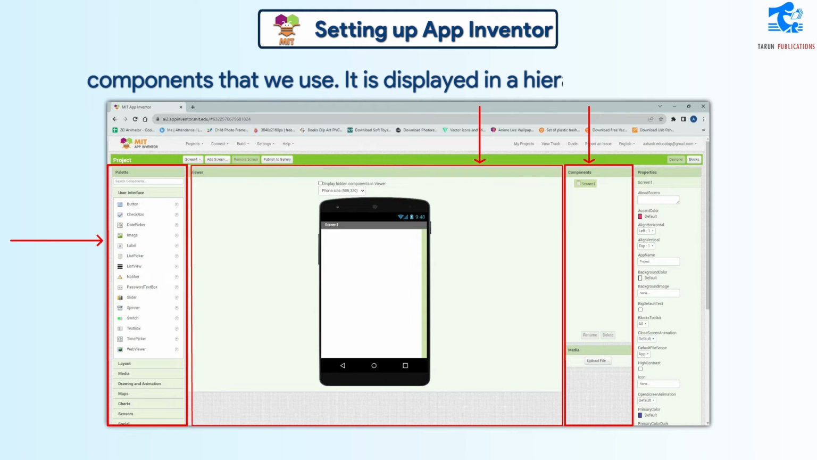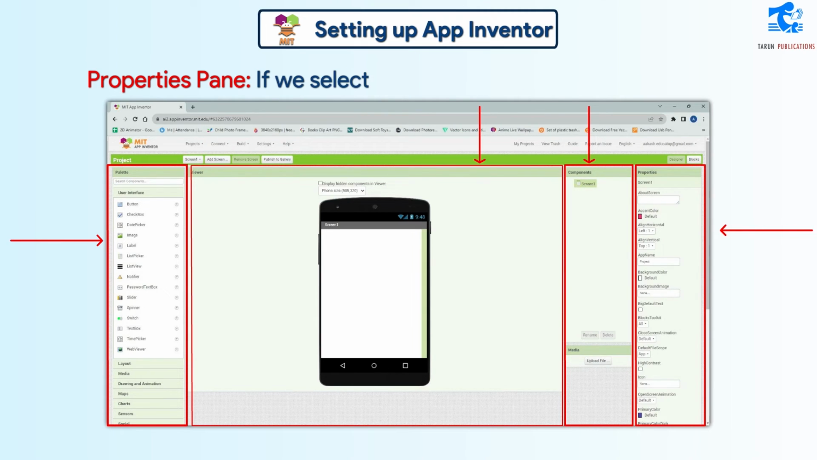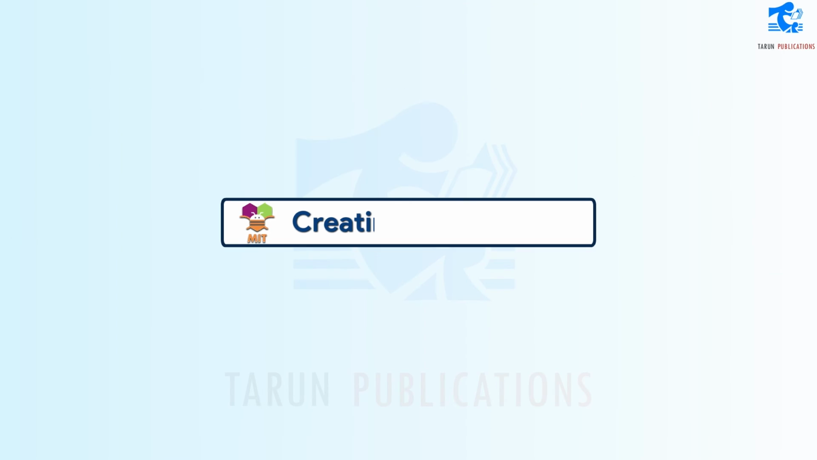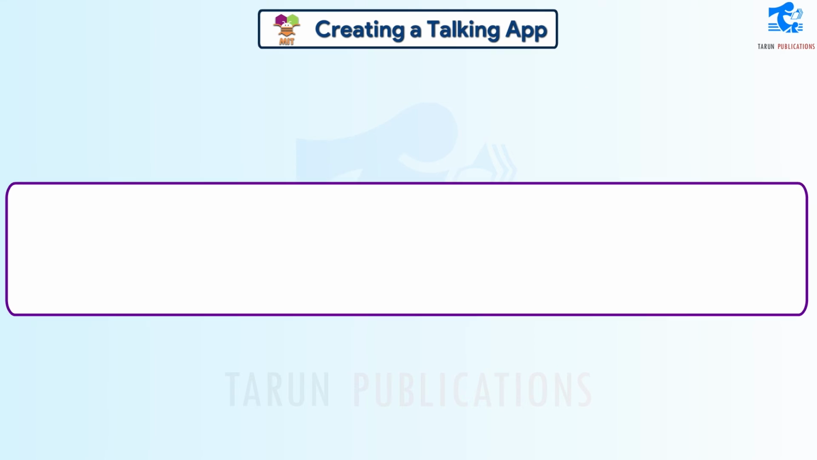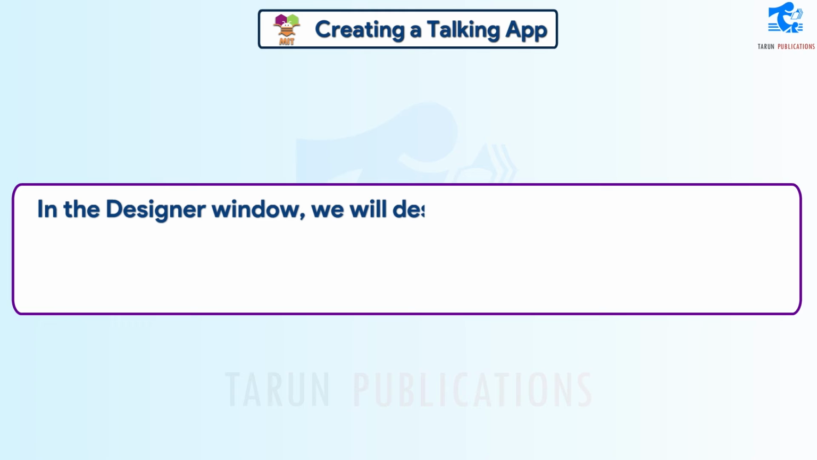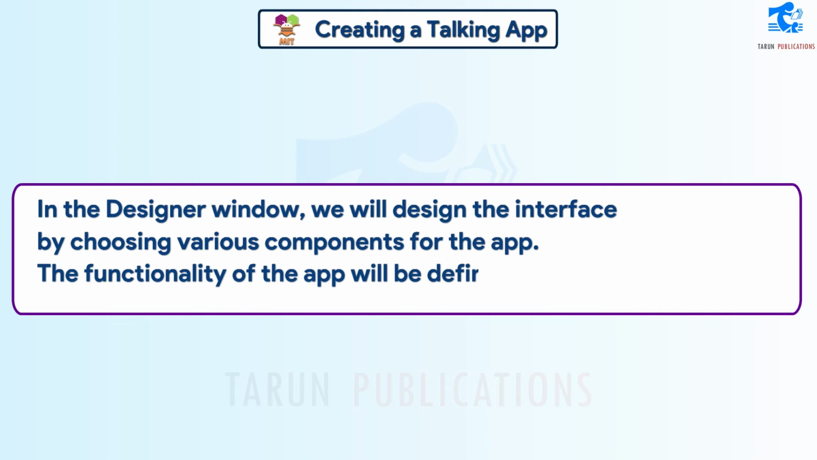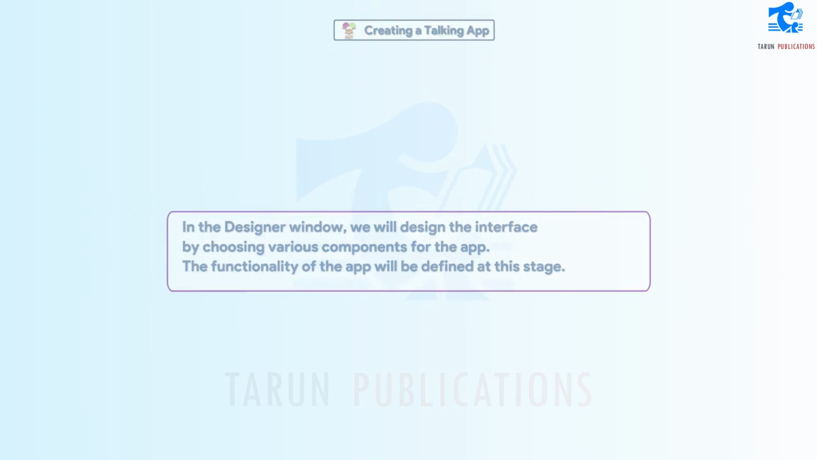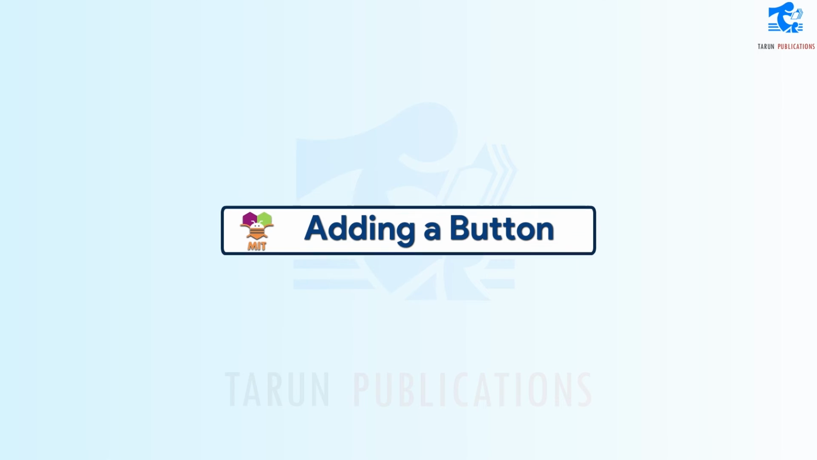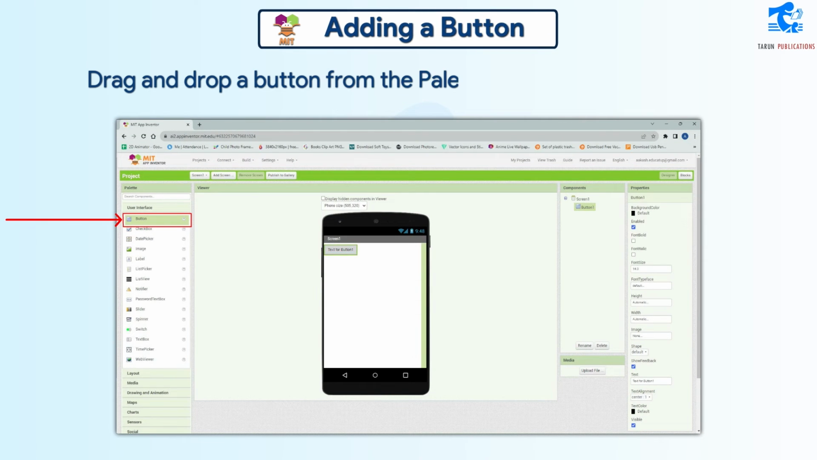It is displayed in a hierarchical view. Properties pane. If we select a component from the View pane, its properties are displayed in the Properties pane. Creating a talking app. In the Designer window, we will design the interface by choosing various components for the app. The functionality of the app will be defined at this stage. Adding a button. Drag and drop a button from the Palette pane to the View pane.